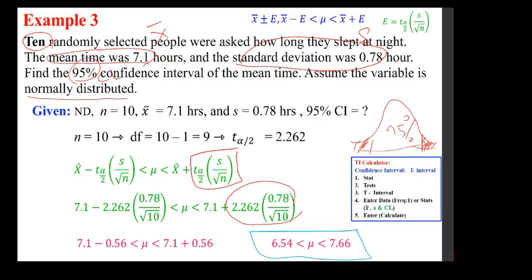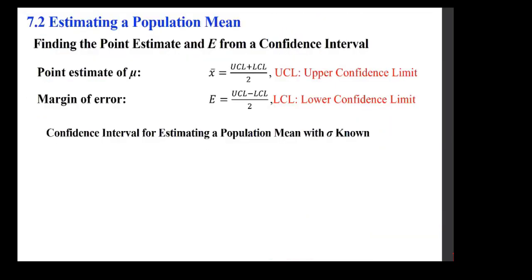confident that the limits of 6.54, and remember, let me just write the units, hours. The limits of 6.54 hours and 7.66 hours actually contain the true value of mu, okay? The mean value that people sleep at night. So we are 95% confident that the true value of the mean mu that people sleep is between 6.54 and 7.66 hours.